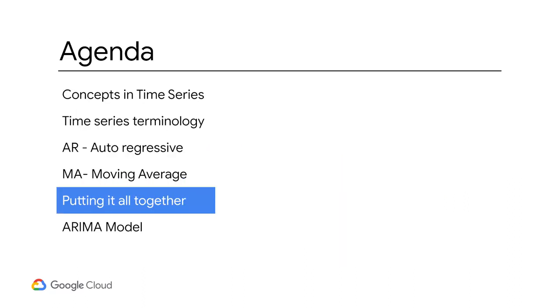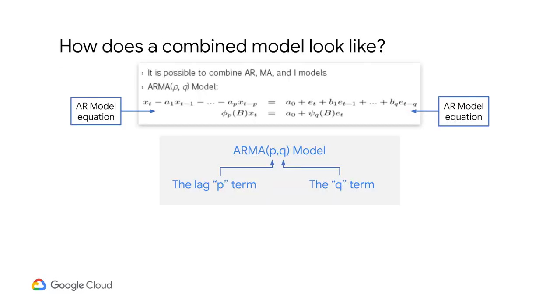Now let's look at putting it all together into one model, or what we call the ARMA model. How does a combined model look? As we have seen previously, autoregressive AR models are those that use data from previous time points to predict the next time point. These are very similar to previous regression models, except as input, we will take some previous outcome.